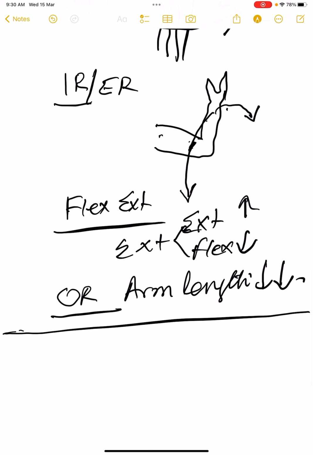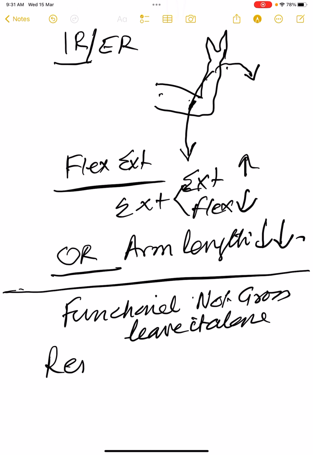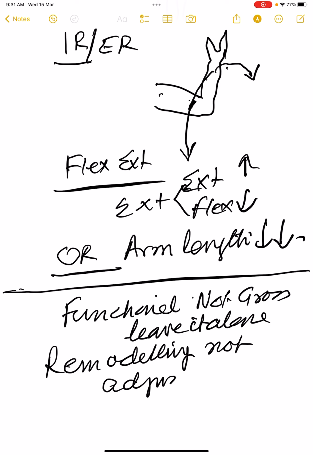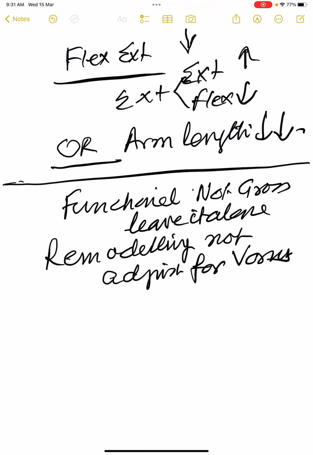Now what do you do? You find out whether it is functional or not. So if it is functional, not gross, you leave it alone. And you must also know that remodeling will adjust for flexion and extension, will adjust for rotation, but will not adjust for varus. Therefore, a significant amount of varus would need correction.